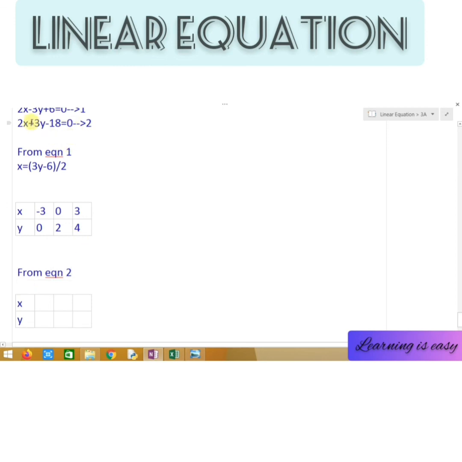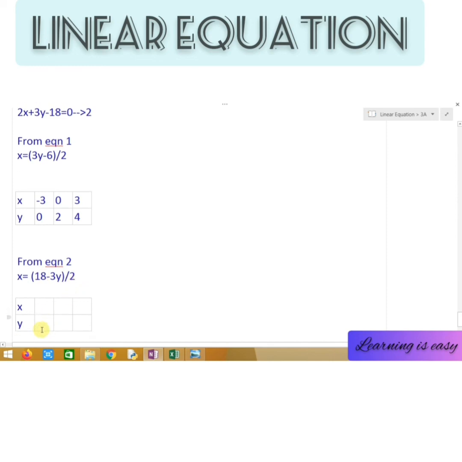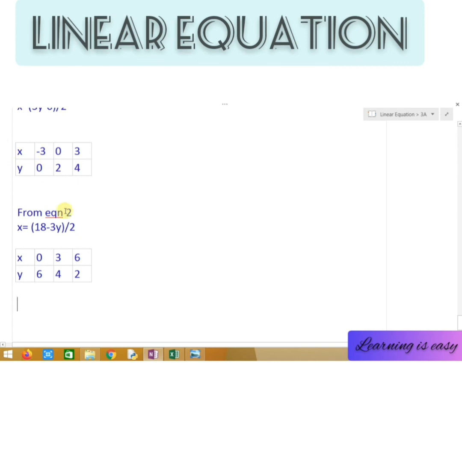From equation 2, we can write x as (18 minus 3y) divided by 2. And by assigning different values for y, we get the respective x coordinates. So when y is 6, x is 0, 18 minus 18 is 0. When y is 4, x is going to be 6 by 2, 3. When y is 2, it's going to be 12 by 2, so 6.